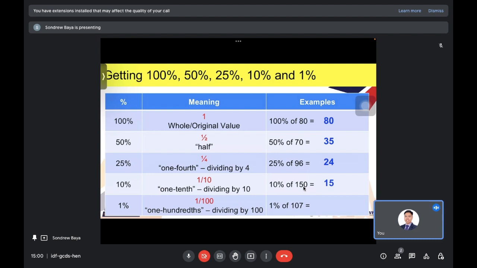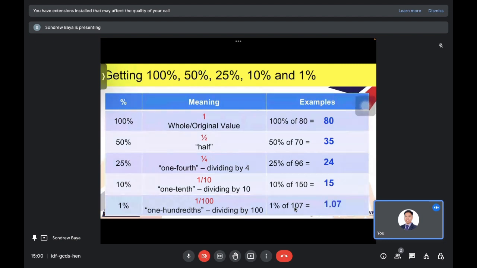All right, and finally, 1% of 107, this is just the same as dividing by 100. So locate the decimal place first and then move it 2 places to the left. 1, 2. Therefore, 1% of 107 will just be 1.07.